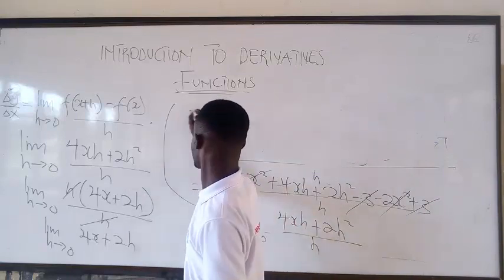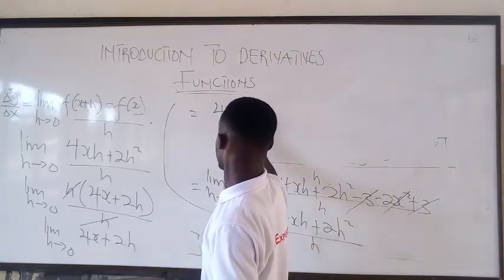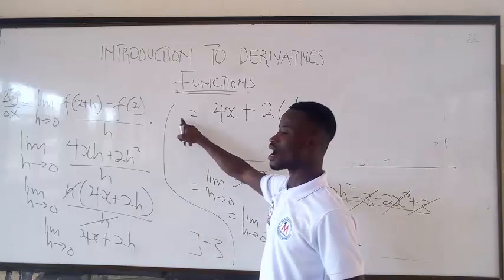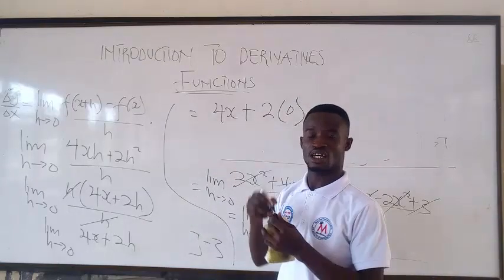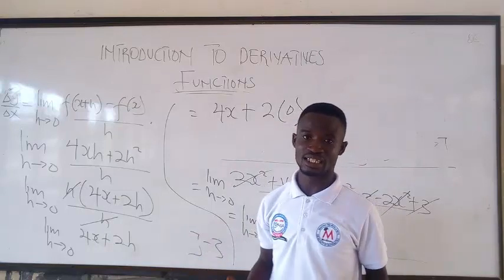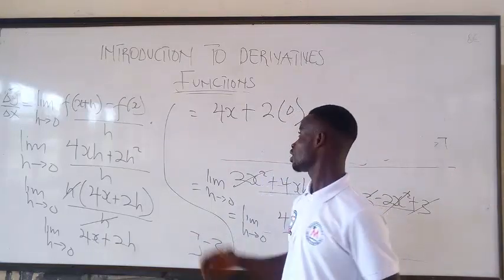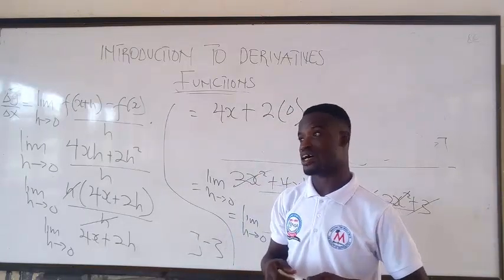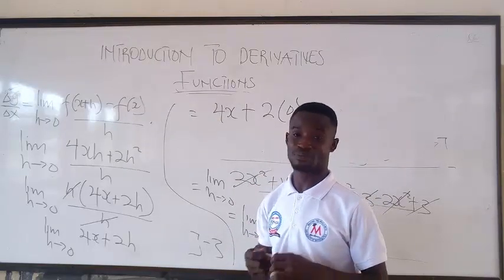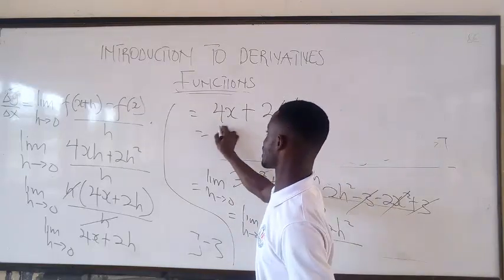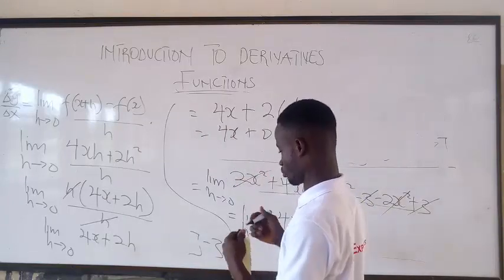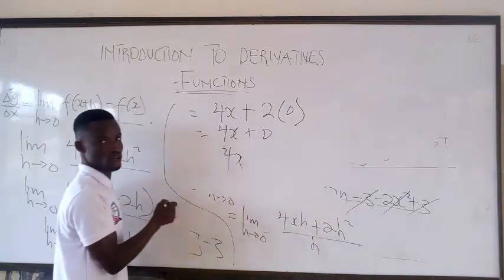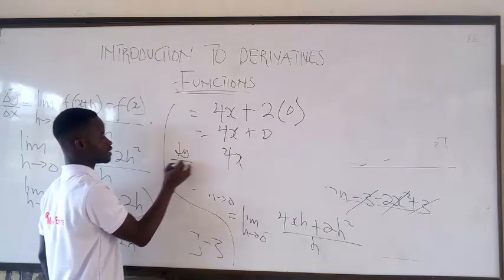So here you can do your substitution. 4x plus 2, and the h is what? 0. Why is it that I'm not repeating the limit here? Because here I'm taking the limit. That is why where I see h, I put 0 there. So with this place, if you repeat the limit again, it is wrong. It's not mathematically correct. Alright, so with this we get 4x plus 0. And that gives 4x.